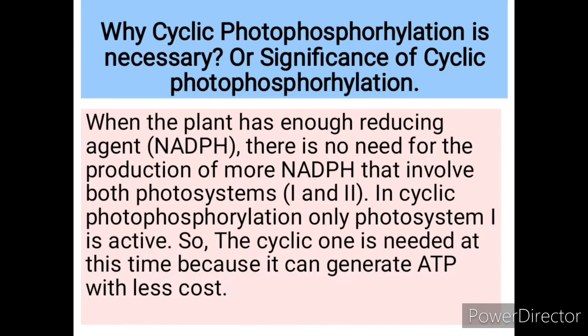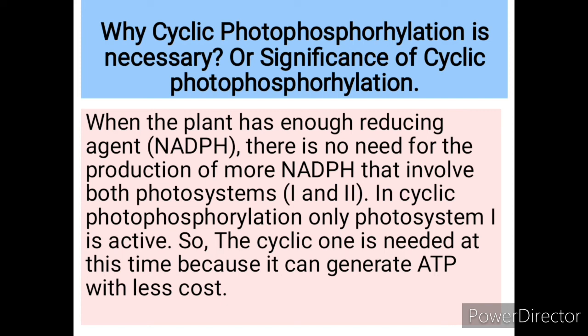After studying this whole process, one question arises: why is cyclic photophosphorylation necessary and what is its significance? When the plant has enough reducing agent, that is NADPH, there is no need for the production of more NADPH. NADPH is required in photosystem first and second. This reducing agent helps to gain the electron and also acts as an energy source.